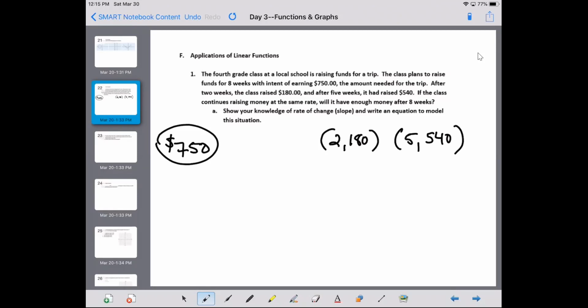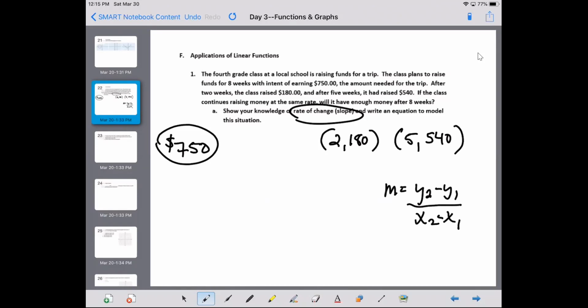So this would be kind of a classic. You're trying to figure out the rate of change. You want to find your slope. You want to write an equation to model this. So the slope, remember, that is your difference in your y values divided by the difference in your x values.